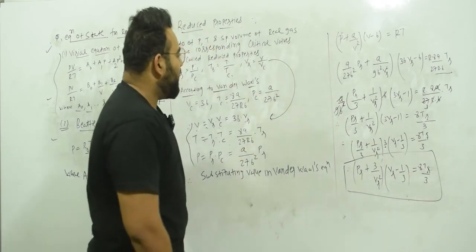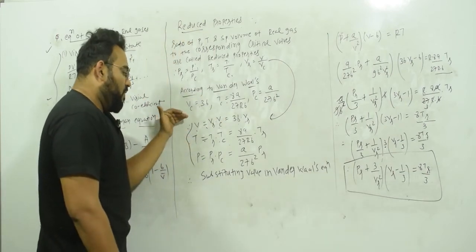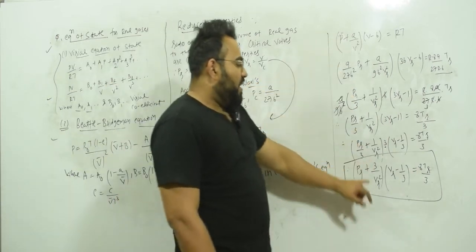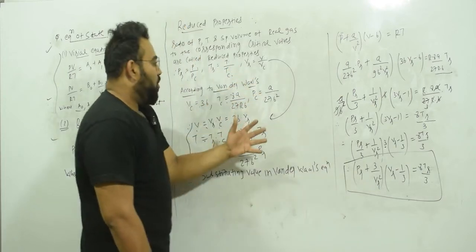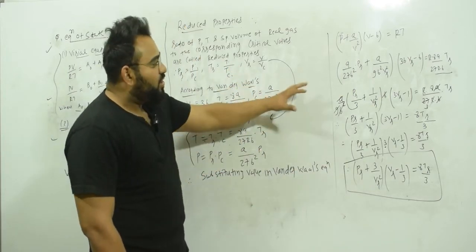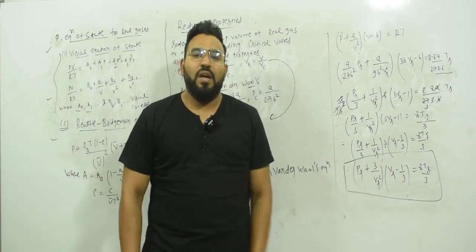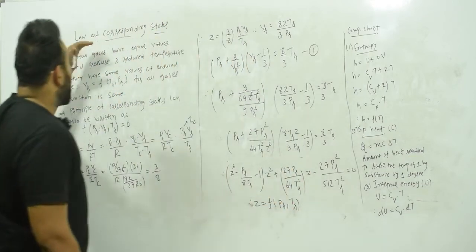So what you have to do in the examination, if they ask for the reduced property, is first find these values of V, T and P, then put them in the Van der Waals equation and derive something like this. Okay. So this is an important topic according to me. For the GTU examination, this is an important topic. So this is the reduced property, and now we're going to see the law of corresponding states.